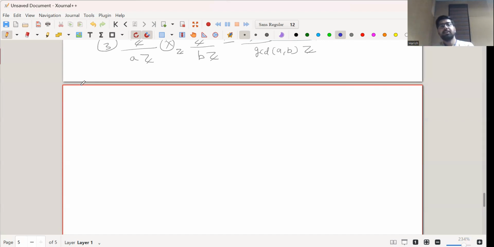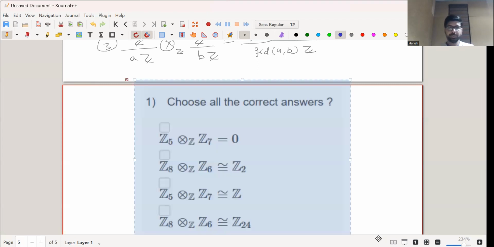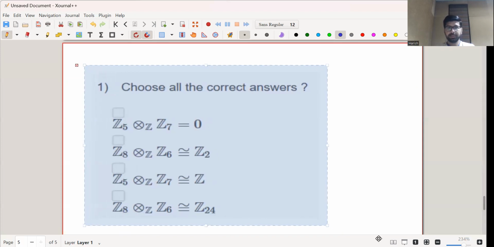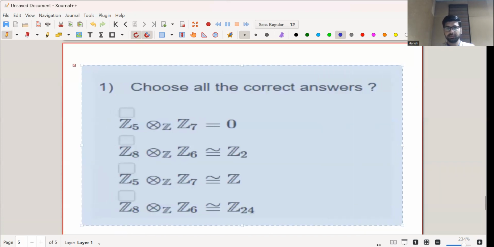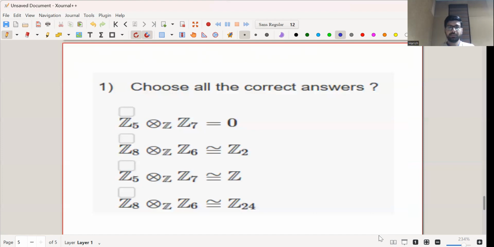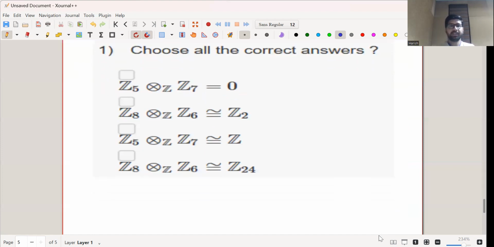Okay, so if you are now okay with the revision part, then we may start solving the assignment. Let me just copy paste the first question. If you have any doubt or any comment on the theory part, then you can just let me know. We can rediscuss anything if you wish to. Otherwise, we will solve the problems. Yes, so the first problem is: choose all the correct answers.